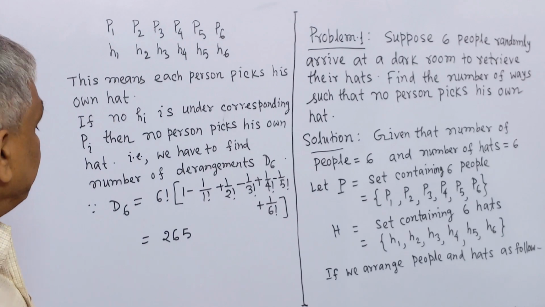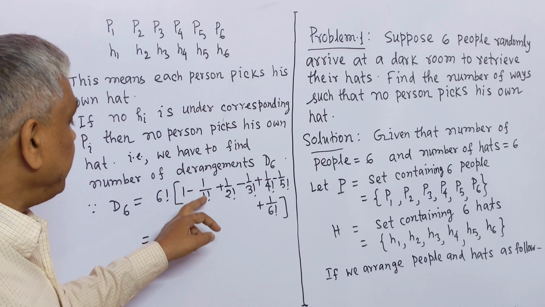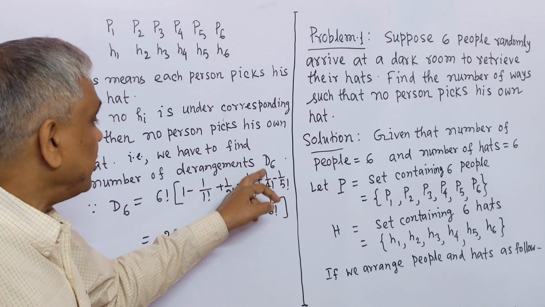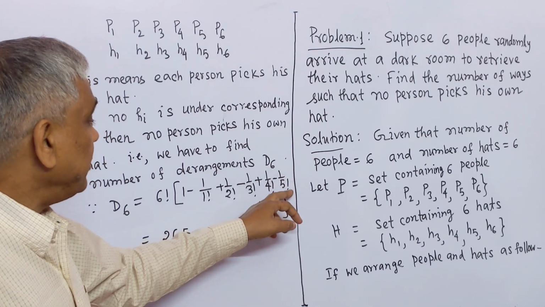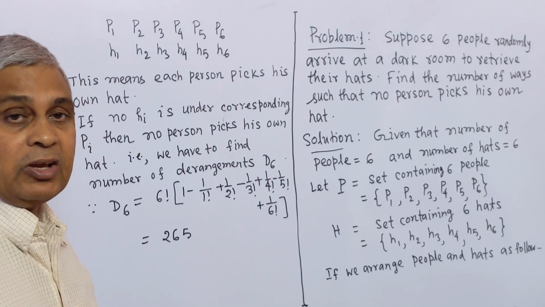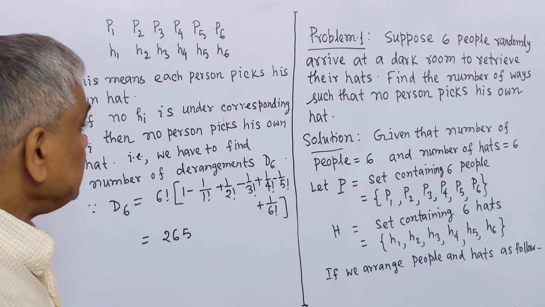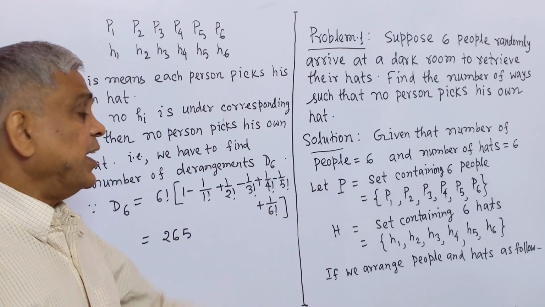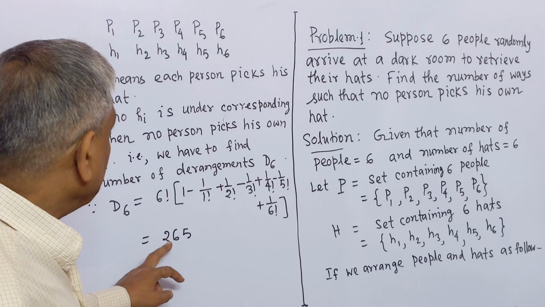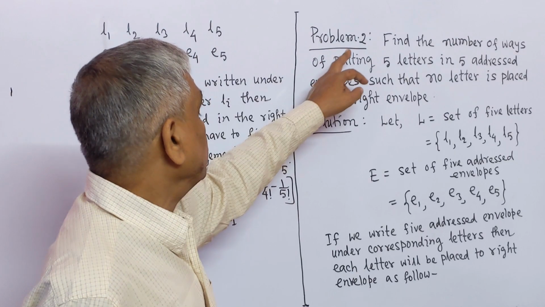Since we know that D6 equals factorial 6 multiplied by 1 minus 1 by factorial 1 plus 1 by factorial 2 minus 1 by factorial 3 plus 1 by factorial 4 minus 1 by factorial 5 plus 1 by factorial 6. And if we calculate this, we will get 265. Therefore, the number of ways such that no person picks his own hat is 265.